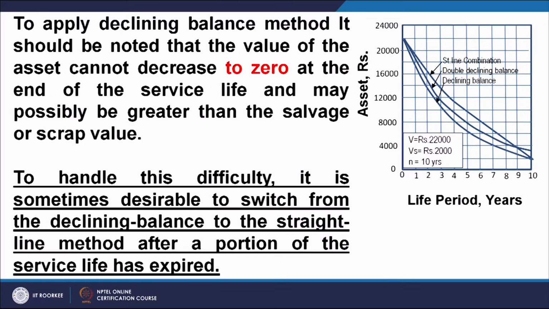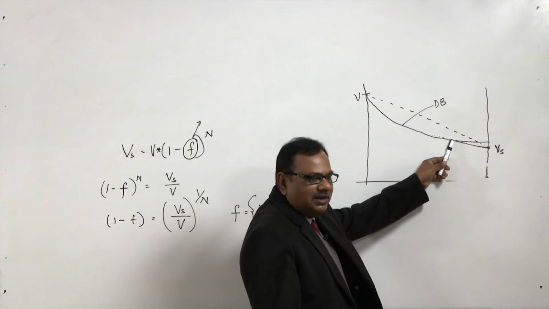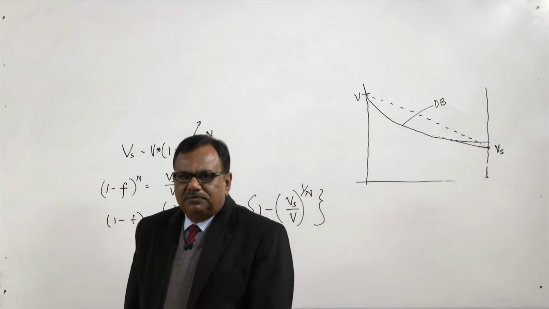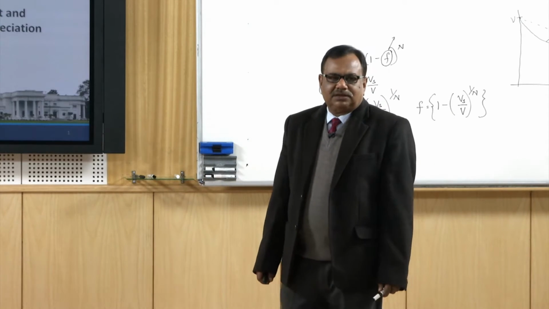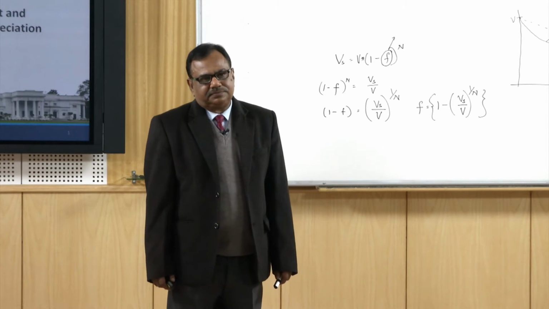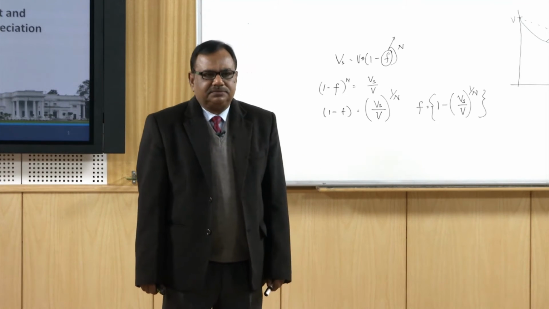to its original value. To handle this difficulty, it is sometimes desirable to switch from the declining balance to a straight line method, as I have done here. I have switched from the declining balance method to the straight line method here, after a portion of the service life has expired. This is known as the combination method.